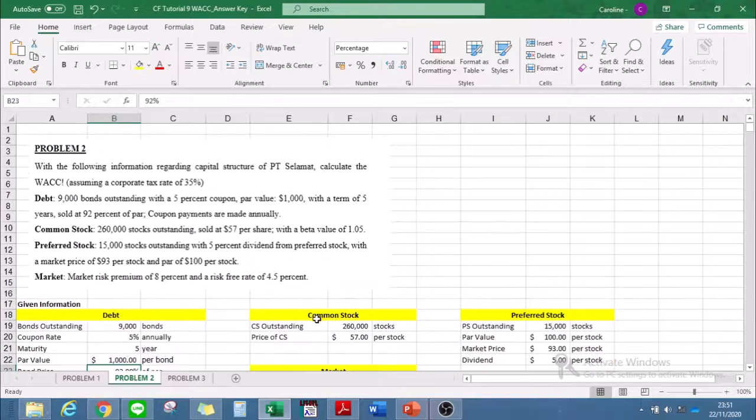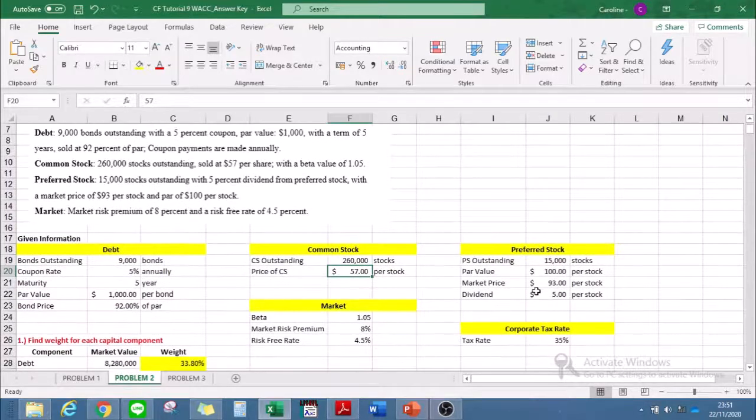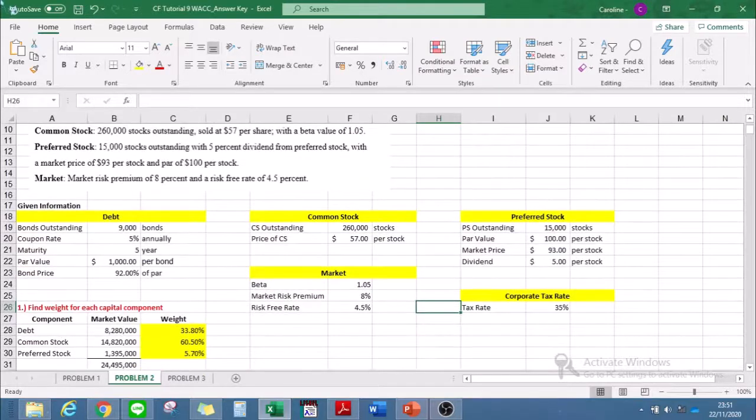Okay, and as for the common stock, you have information regarding how much common stock is currently outstanding with the price of each stock. And for the preferred stock, this is the information that you can gather from the question. This is the information regarding the market. Okay, so first of all, you need to find the weight for each capital component. Remember that for finding the weight for each capital component, you have to use the market value of each source of fund.